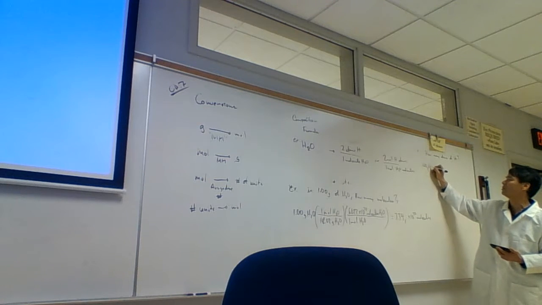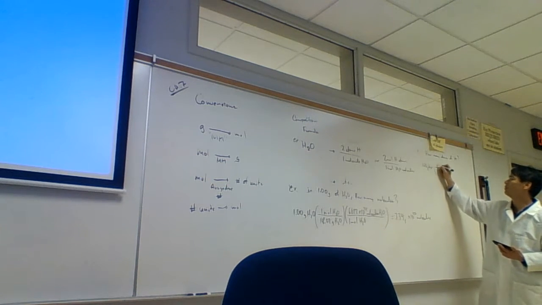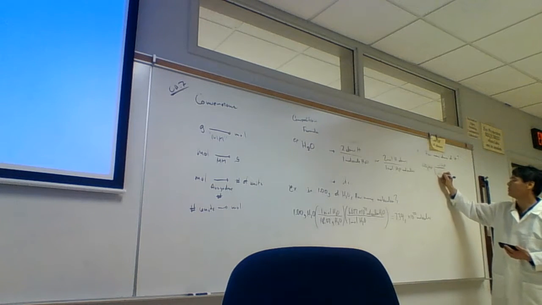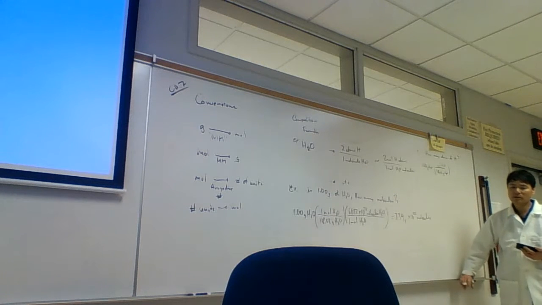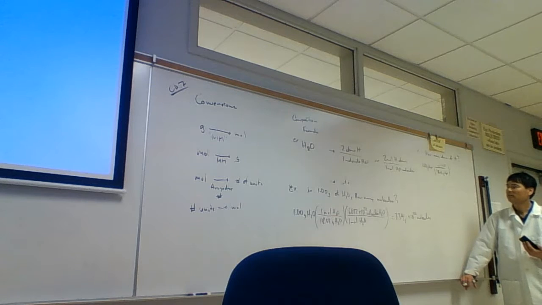1.00 grams of H2O, and then go from gram to mole conversion. This gram to mole conversion is very common in chemistry. 18.02 grams. The reason a gram to mole conversion is very common is because of this.